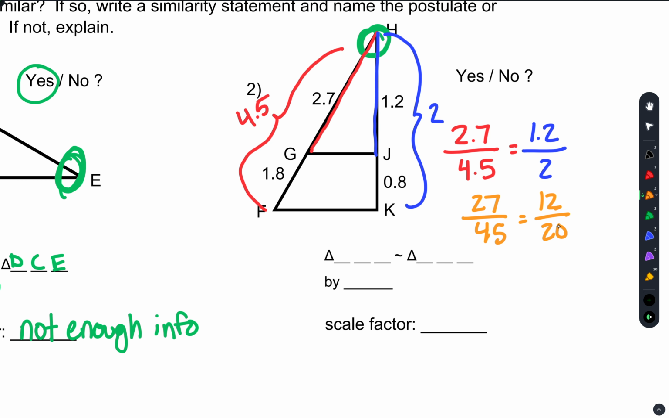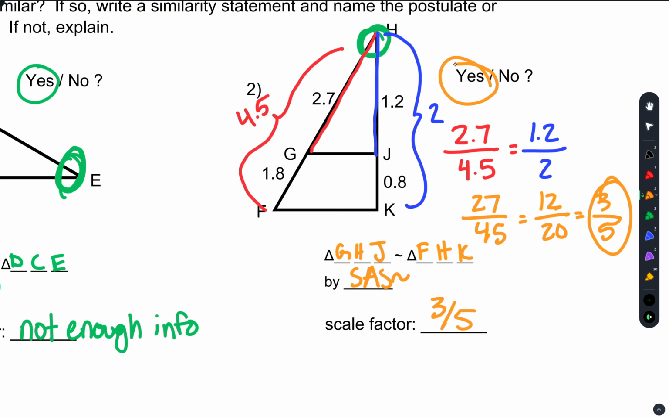I believe we can divide, what does this get me? 3/5? Is that true? So scale factor 3/5. Triangles GHJ and FHK are similar by side, angle, side similarity. Beautiful. Oh, yes. Any questions?